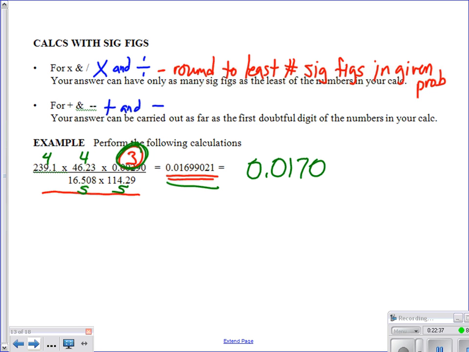Okay, good. Let me fill in a new definition for the addition and subtraction before I go on to the next example. Instead of the way it's phrased here, I'm going to say that you round to the least number of digits past the decimal. And we'll get to one of those examples after we do one more of the multiplication and division.